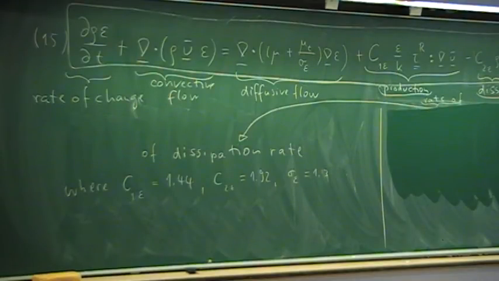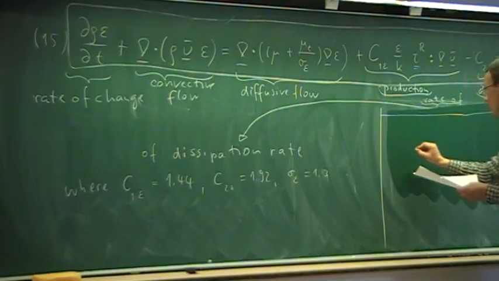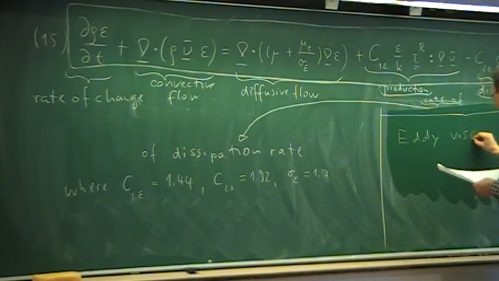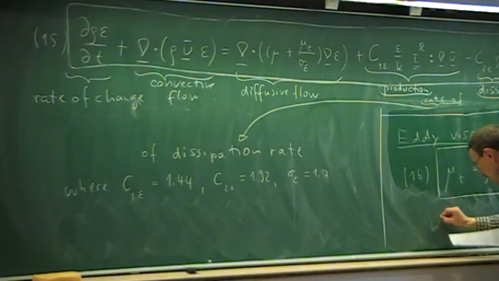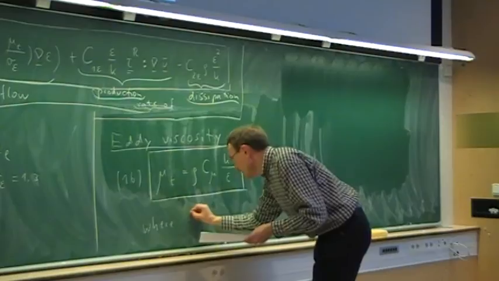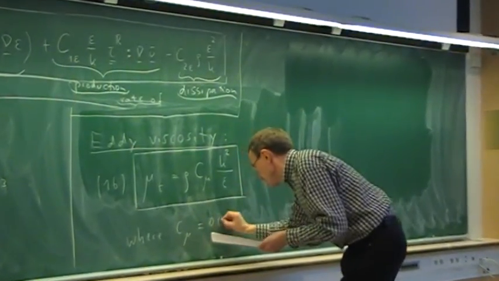And now to get the eddy viscosity, Jones and Launder do it the following way. So the eddy viscosity is computed in the following way. That is determined by the following, that is 16. We say the eddy viscosity is equal to the density, some constant, times the ratio of the turbulent kinetic energy squared divided by the dissipation rate epsilon. And this constant was chosen again by fitting experimental data, C mu is 0.09.